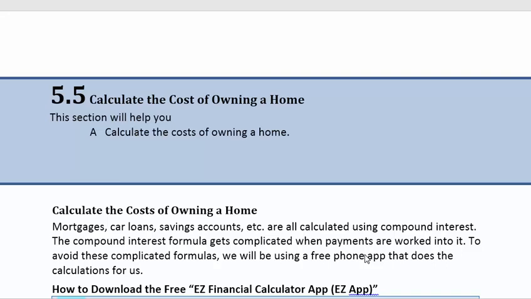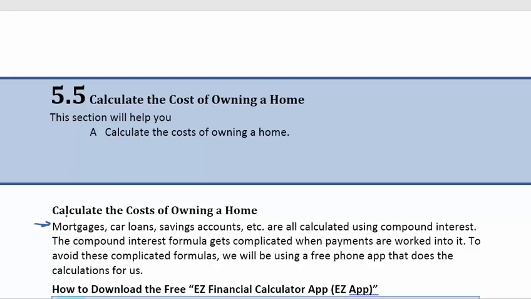Section 5.5. Calculate the cost of owning a home. This video will help you calculate the cost of owning a home. So mortgages, car loans, savings accounts, etc. are all calculated using compound interest. The compound interest formula gets really complicated when payments are worked into it.